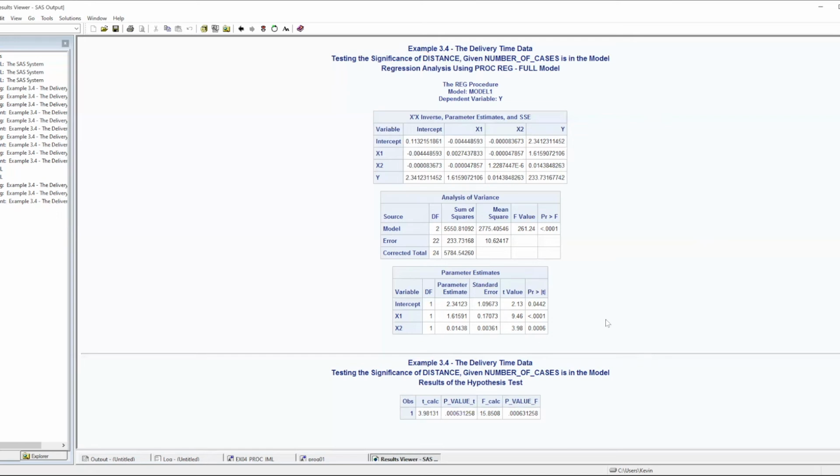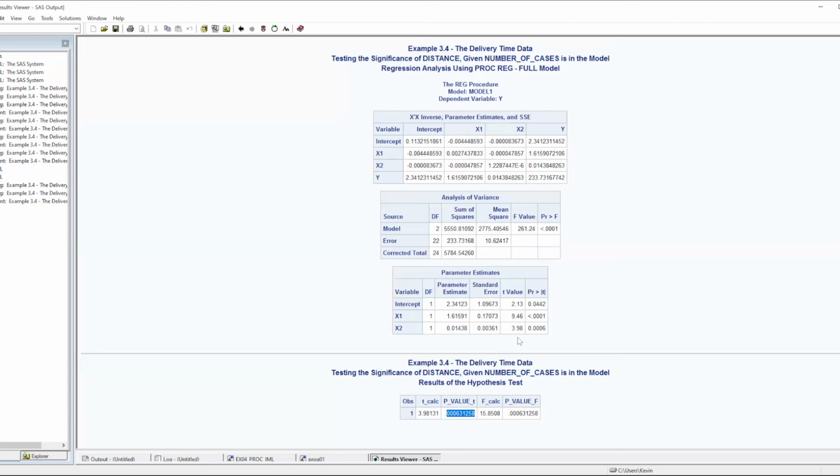But let me just point something out here. Notice that the value for t-calc, if we round that to 2 decimal places, 3.98, is the exact same value as the t-value we have in the parameter estimates table for x2 in the output from PROC REG. The p-value rounded to 4 decimal places is 0.0006, and if we round our p-value to 4 decimal places, we get the same value.